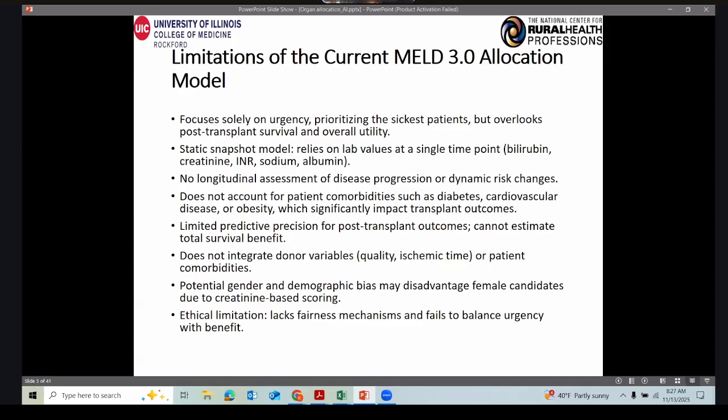Finally, there is an ethical limitation: the current MELD 3.0 framework lacks a true fairness mechanism. It struggles to balance urgency, saving the sickest patients, with overall benefit, and long-term outcome is not considered. These limitations highlight why we need smarter and more adaptive models.